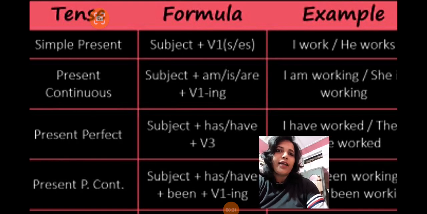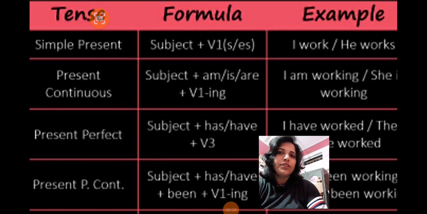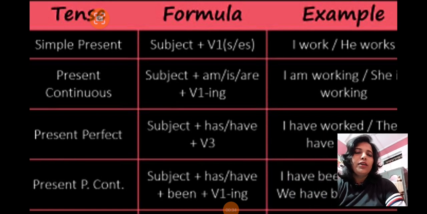present tense. We can divide the present tense into four parts, that is simple present, present continuous, present perfect, and present perfect continuous. So now you can see the formula or the rule. In simple present, what you have to do, you have to frame the sentence with subject plus verb's first form, and if he, she, it, and a singular noun is at the place of subject, then you have to put s or es along with the verb's first form.